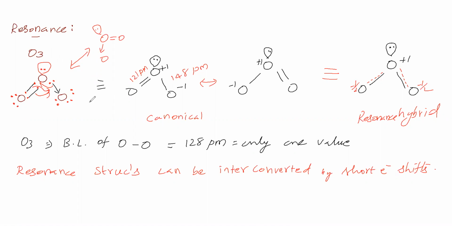Now in the resonance continuation we will take some more molecules. We will write the possible resonance structures and the resonance hybrid. Okay. Now we will take perchlorate. We are writing perchlorate. The perchlorate formula is ClO4 minus.